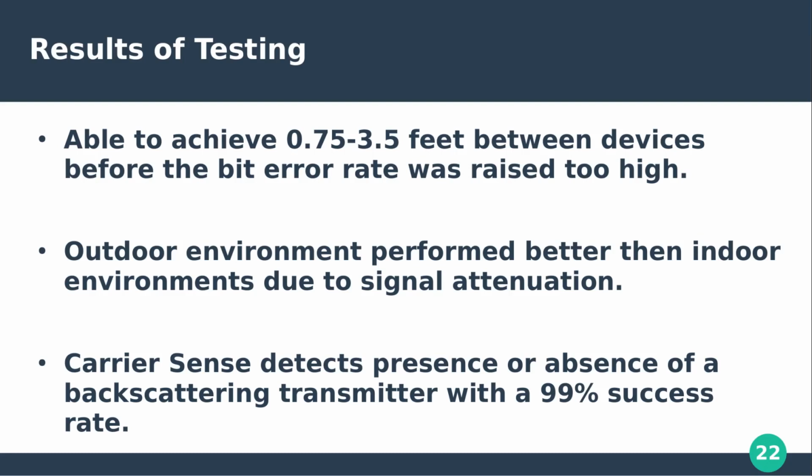Now, outdoor environments were seen to perform better than the indoor environments, and they chalked this up to being due to signal attenuation that occurs when a signal goes into a room or goes through a building, and it will lower in power. Now, their carrier sense protocol detected the presence or the absence of a backscattering transmitter with a 99% success rate, which is really good for a small embedded device.